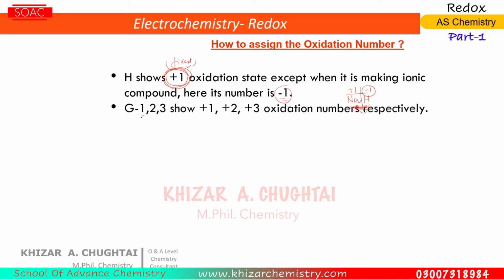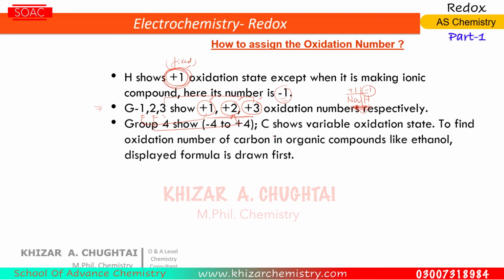Now come to the next one: group 1, group 2 and group 3. These are metals. They show +1 oxidation state respectively. All group 2 members show +2 oxidation state. Group 3 members show +3 oxidation state. So if you are dealing with an ionic compound, you can assign the oxidation numbers +1, +2, +3 strictly according to their group numbers.